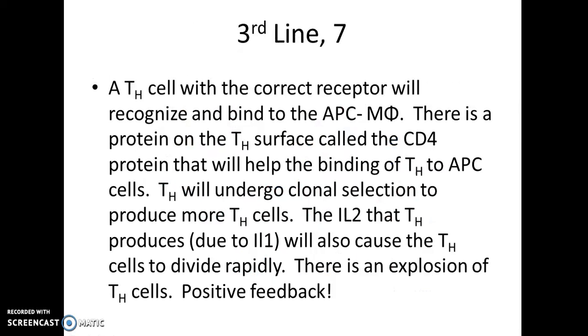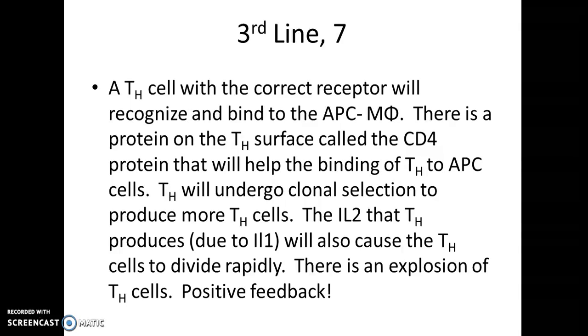A T8 cell with the correct receptor will recognize and bind to the APC macrophage. Now, there's a protein on the T helper cell called CD4 that helps with the binding of the TH to APC cells, or antigen presenting cells. The TH, when it binds to the APC macrophage, will undergo clonal selection to produce more TH cells.